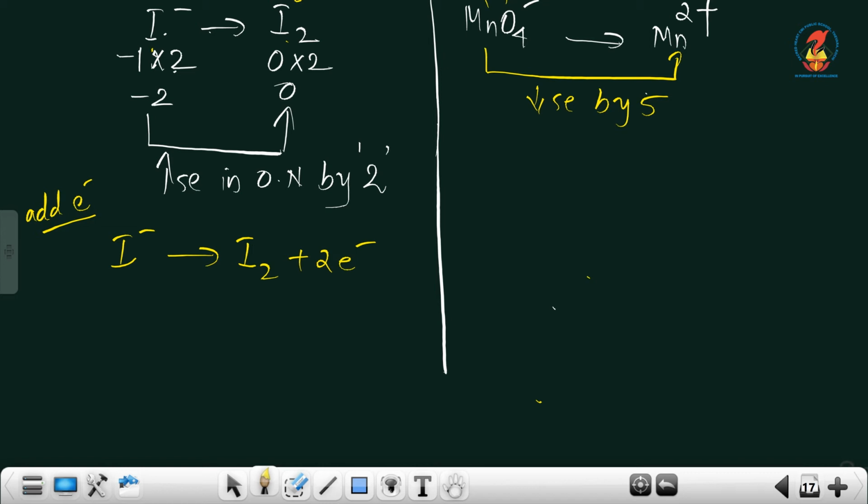And here, how we can balance? Here there is a decrease by 5 electrons. So if there is decrease, add on left hand side. So this equation becomes MnO4 minus plus 5 electrons giving Mn2 plus.